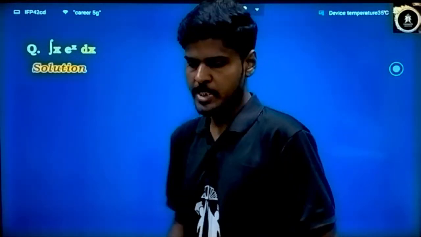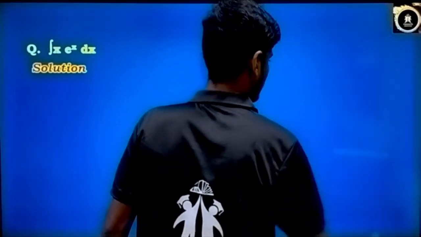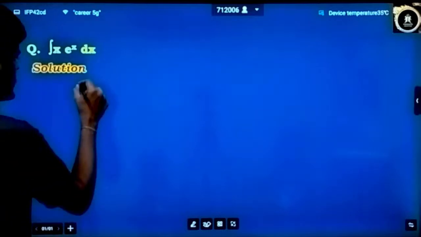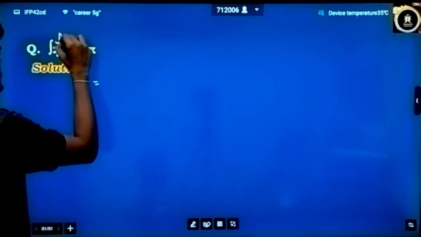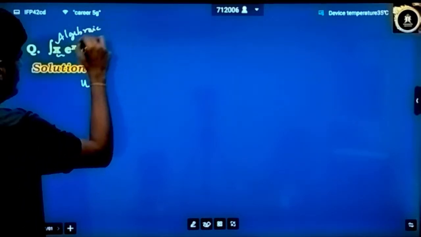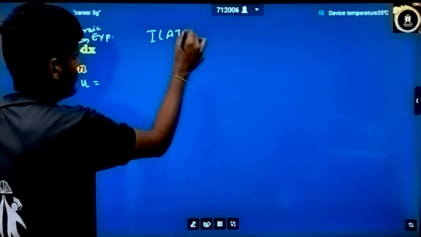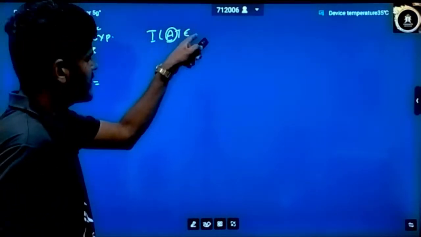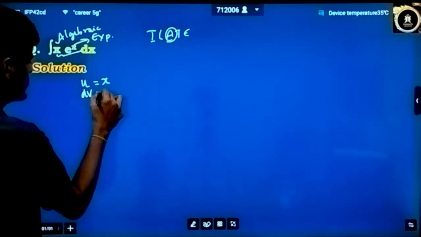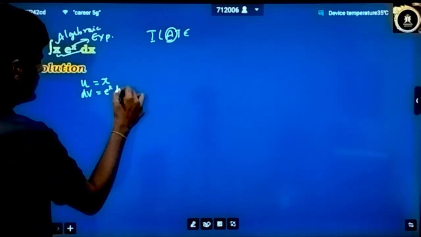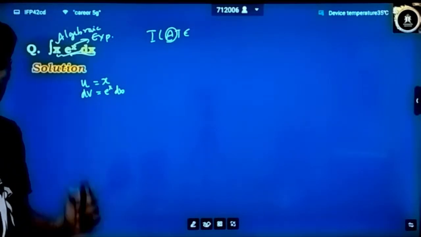Next, the question is the integral of x into e power x dx. Now I will write it in the notation I have given. What is the first function u? Here we have an algebraic term and an exponential term, so ILATE is the rule. Algebra comes first and then exponential. That means the algebraic function x will be taken as the first function, and the exponential function e power x dx is dv. So u is taken as x and dv is taken as e power x dx.